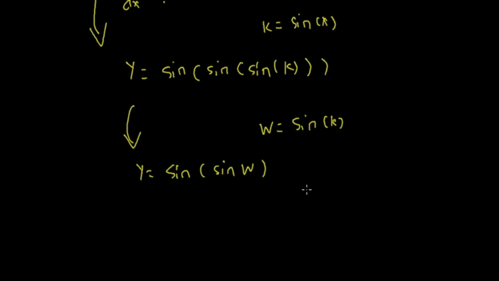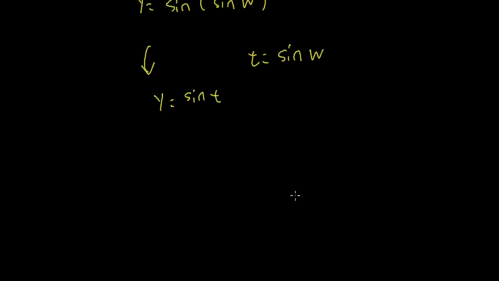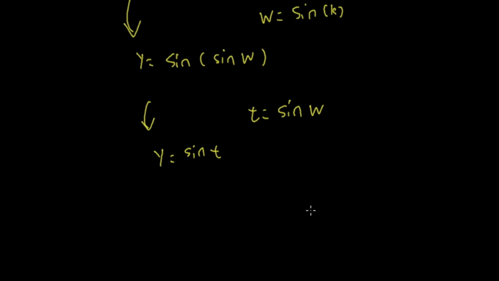Okay, now next, let me let t equal sine w here. Right? As you can see, I'm reducing it, right? Then this will become y equals, this is t, right? So sine t. Okay. Now, what do we do next? We have reduced it to the extent that we cannot reduce anymore. Okay, so what do we do?